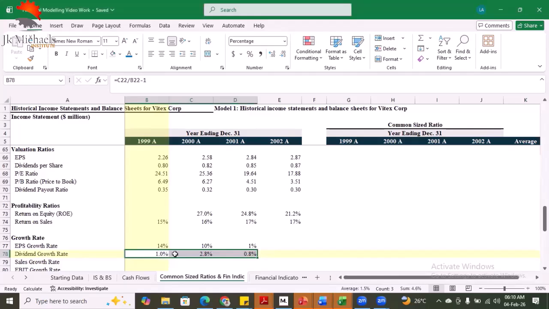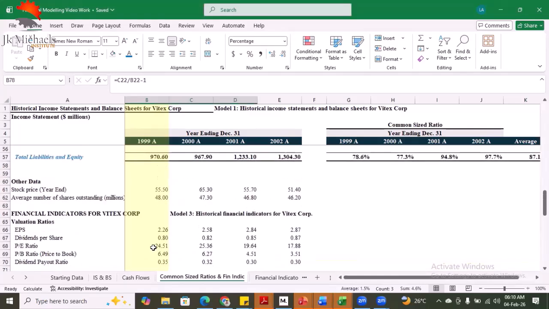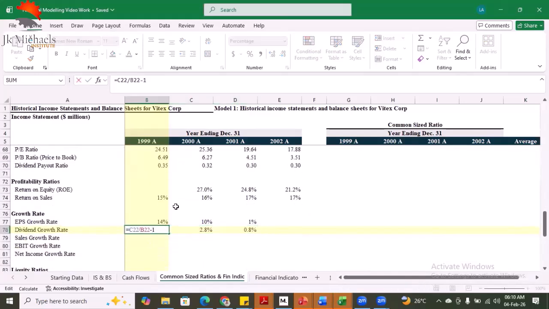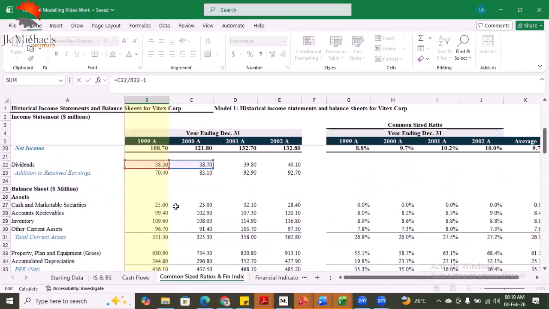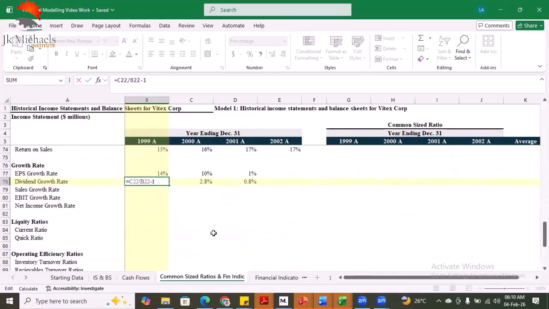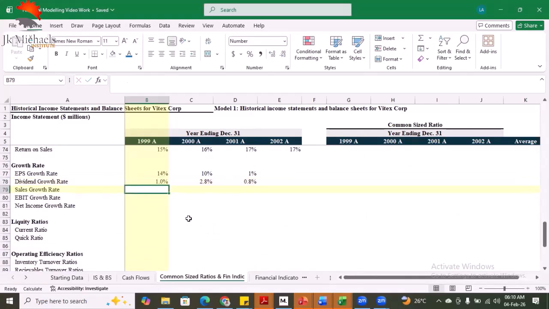We saw very small marginal percentages, not dividends per share, but dividend growth rate. Let me confirm that we are on dividends, not dividends per share. Okay, so this dividend growth rate, you can see it's a very marginal increase, right? So we have very minor growth on the dividends paid out.